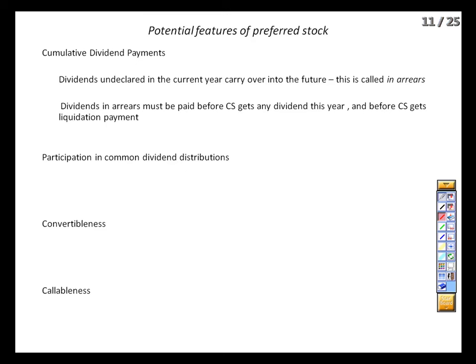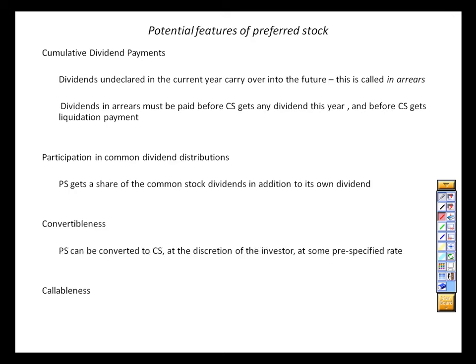The next option would be participation in common dividends. This would be called participating preferred stock. These guys get, in addition to their stated dividend payment, some portion of the common dividends as well, often on a 1-to-1 ratio.